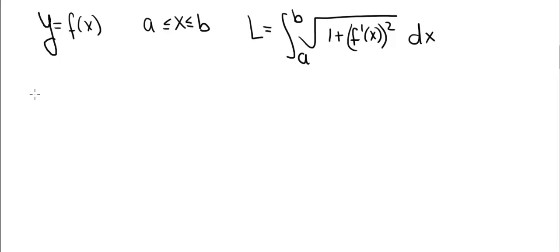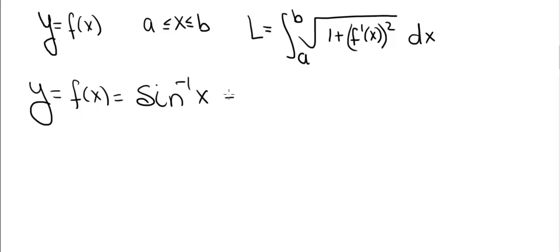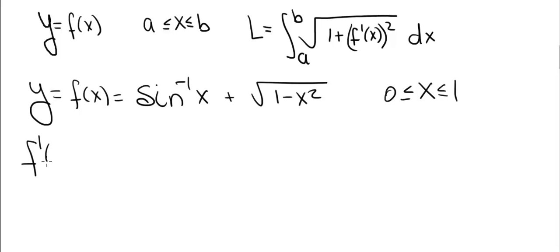And let's apply this formula to find the length of the curve y equals f of x equals inverse sine of x plus the square root of 1 minus x squared, defined over the interval 0 to 1. So first we're going to differentiate this function.